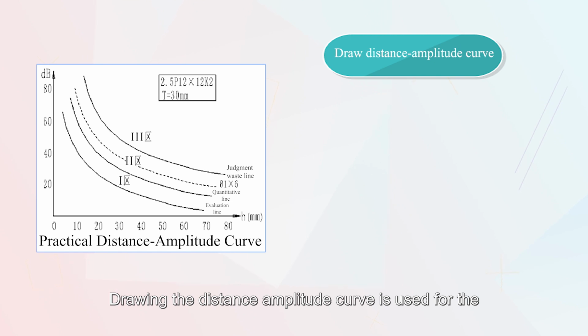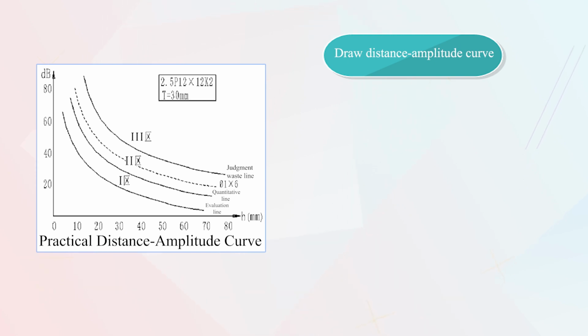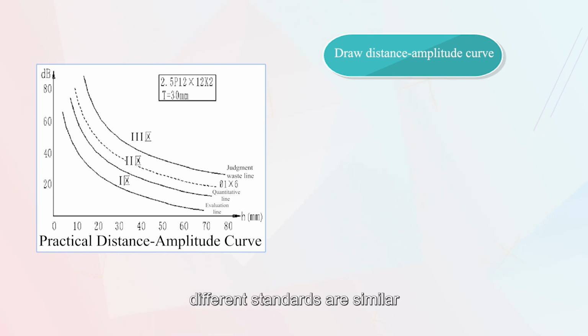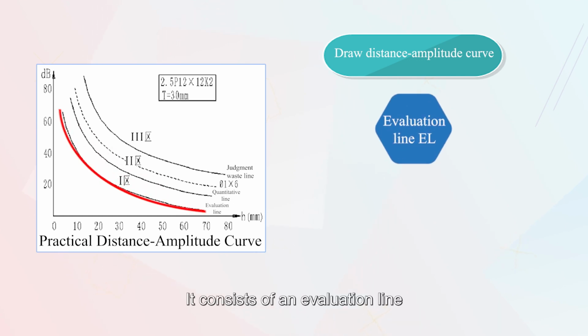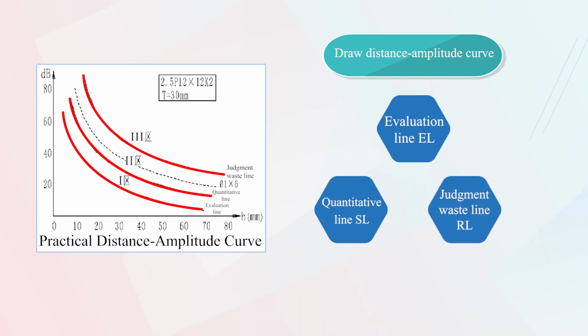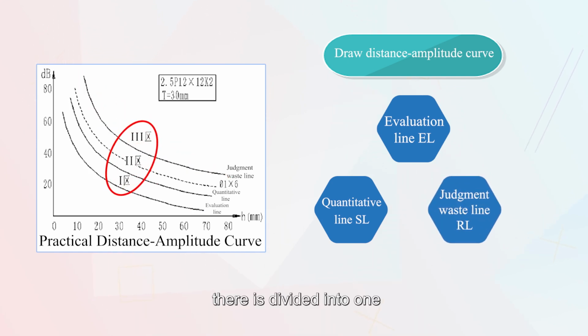The distance amplitude curve is used for the quantification of defects. The drawing methods of the distance amplitude curve in different standards are similar. It consists of an evaluation line, a quantitative line, and a rejection line. As shown in the picture, it is divided into 1, 2, 3 areas.